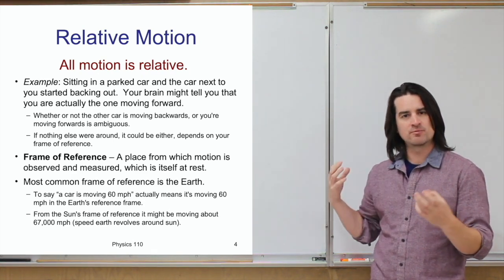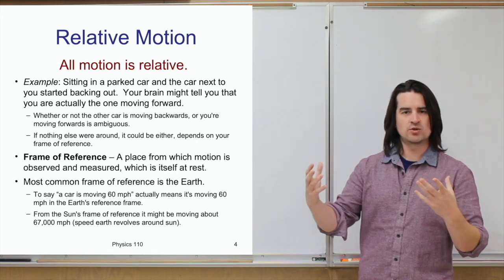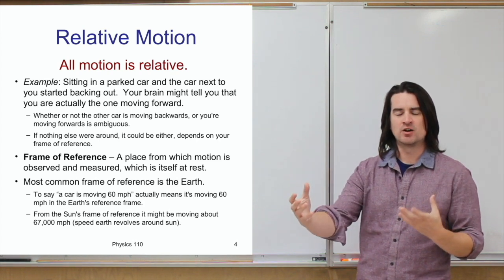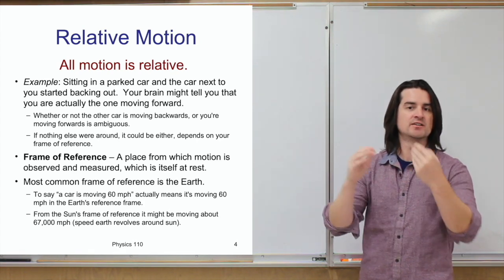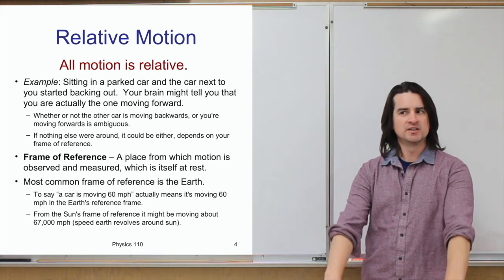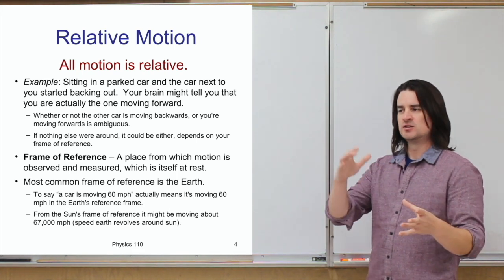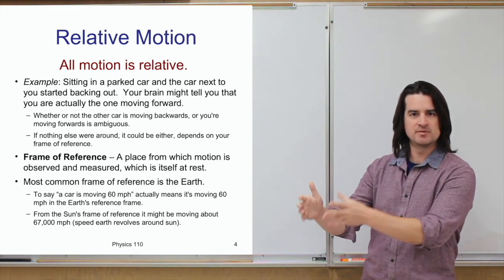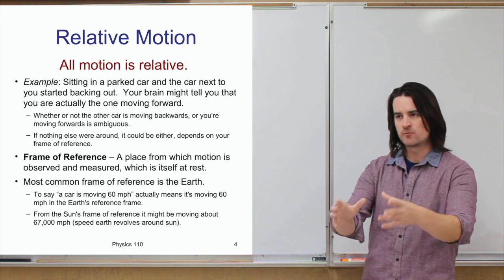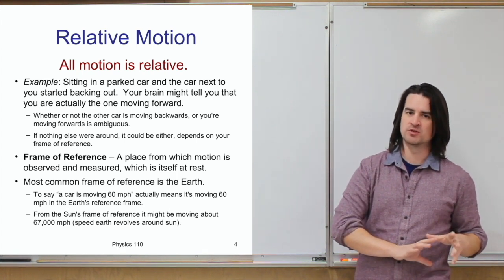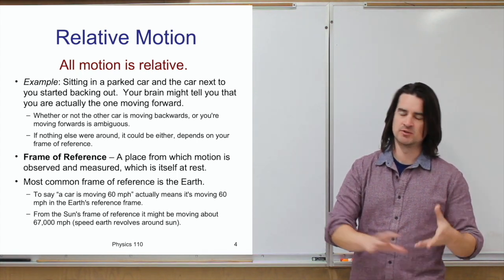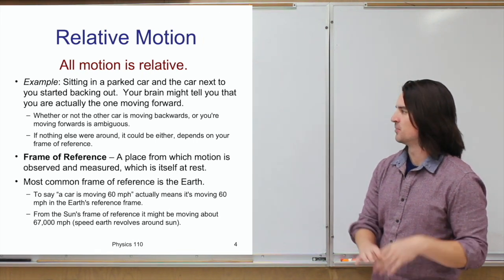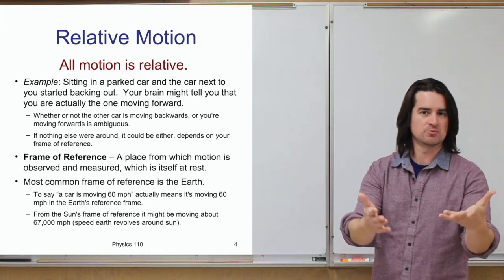Whether the car is backing up, whether I'm rolling forward, is only understood from a whole other perspective, meaning like the surface of the earth, right? So if I'm in the car that's parked, or I'm in the car that's backing up, those things only make sense from the other perspective, the earth, that's still in its other frame. But if I'm in the car, it might as well be me that's rolling forward and not the other car that's rolling back.